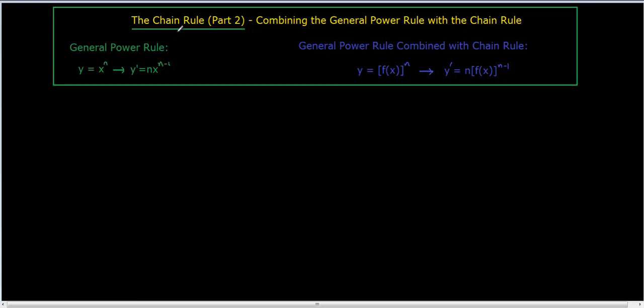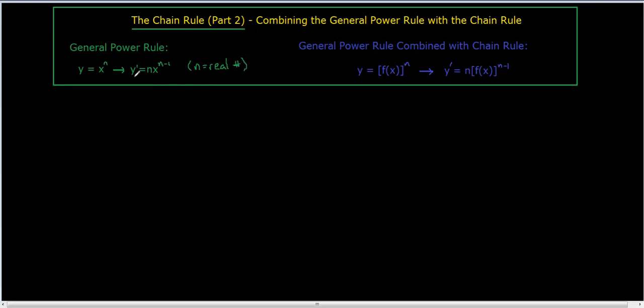In this video, we're going to take another look at the chain rule. In particular, we're going to combine the chain rule with the general power rule. So let's recall what the general power rule stated. We had y equals x to the nth power, where n was any real number.